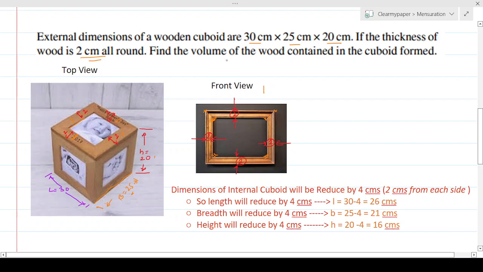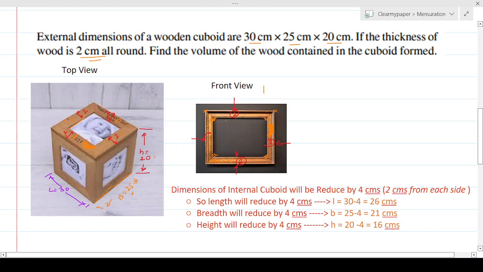Initially, the way I read the question, I thought they're asking us to calculate the volume of this internal cuboid, but looks like that's not what they're asking. Let me erase this. They're asking us to calculate this piece, whatever is highlighted. This also forms a small cuboid. It's not that big of a cuboid, but if you take this direction, this cuboid.